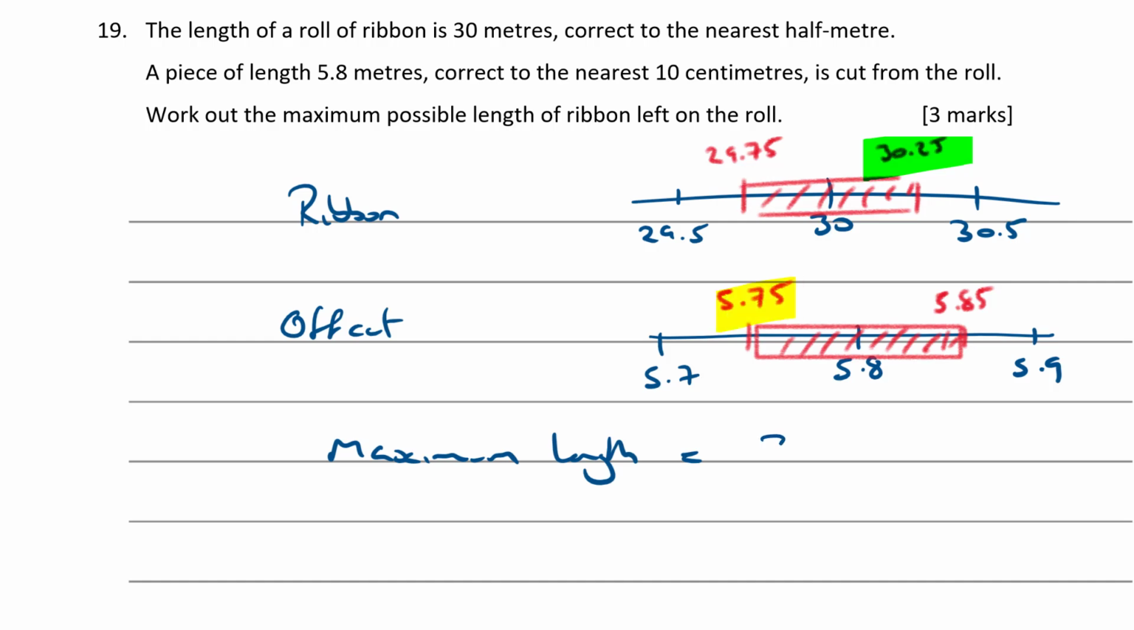So it's going to be our 30.25, our upper bound for the length of the ribbon, subtract the lower bound of the offcut, and that leaves us with 30.25 subtract 5.75, which is 24.5 meters.